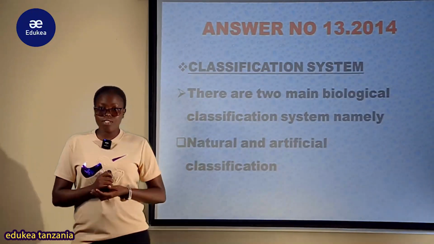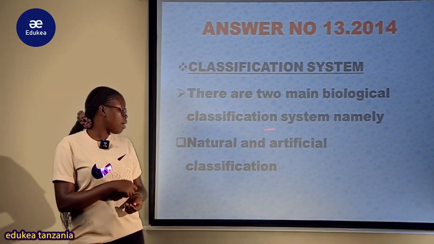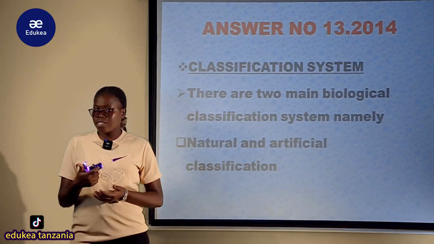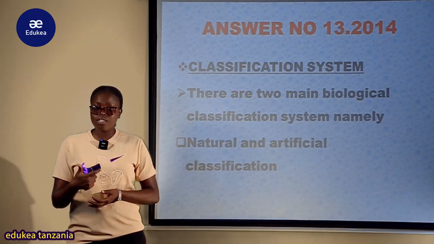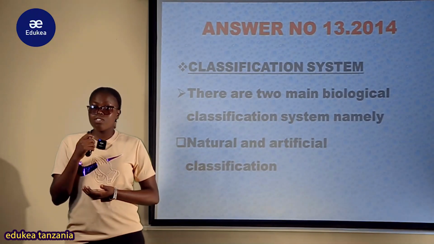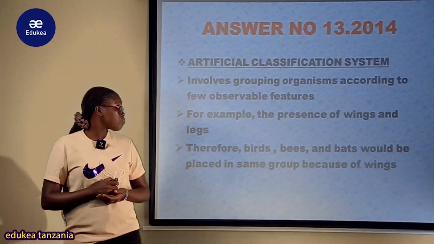So, the classification system. There are two main biological classification systems, which are natural and artificial classification systems. This is where a question has been derived. So you need to have a deeper understanding of the concept of these types of classification systems, which are natural and artificial classification systems. Now let us see them.